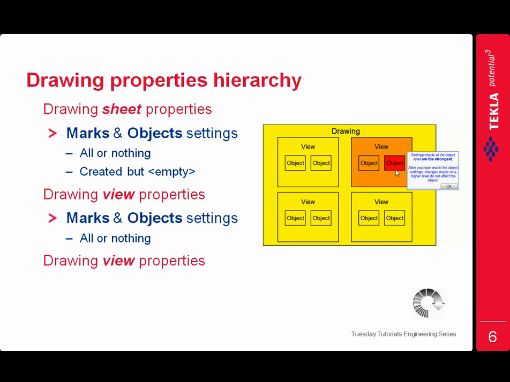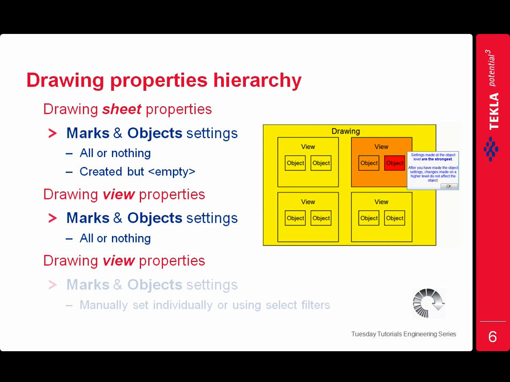And of course, the object level presents a way to override the view level settings for individual objects. Say for some reason you have an object that you need to look different than everything else on the drawing. It's the same type of object as everything else, but it needs to be different. Suppose you're trying to emphasize it for some reason, you can do so.